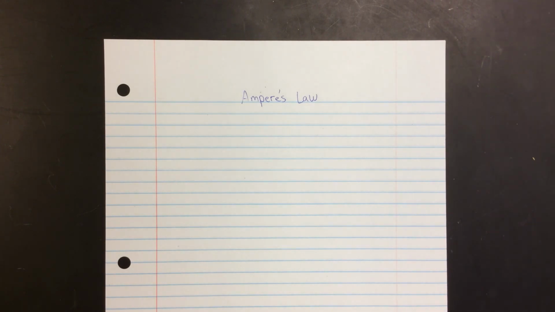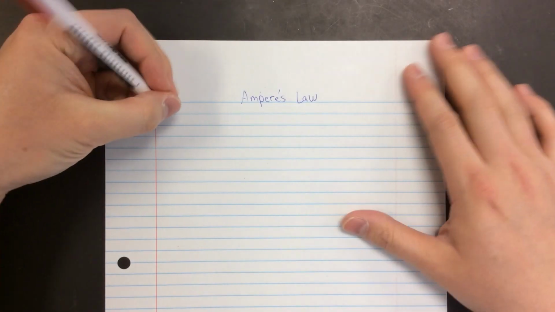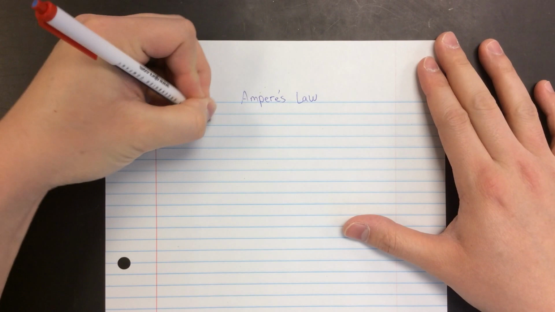With magnetic fields, though, they don't actually get created anywhere, and they don't go into anything either. They go in a loop. So to understand Ampere's law, what we should do is look at Gauss's law for magnetic fields. But first, let's look at Gauss's law for electric fields.